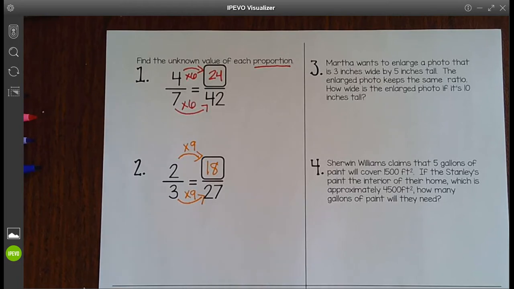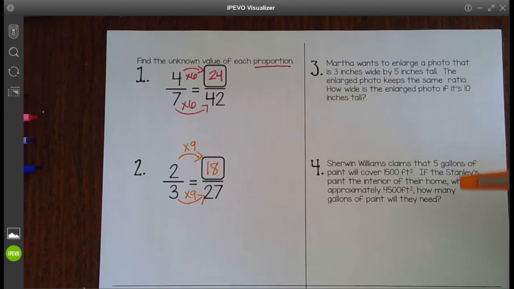It's simple if they give it written to you and you're just finding the missing piece, but what if you have to set up the ratio yourself? Okay. Well, this problem says Martha wants to enlarge a photo that is 3 inches wide by 5 inches tall. The enlarged photo keeps the same ratio. How wide is the enlarged photo if it's 10 inches tall?